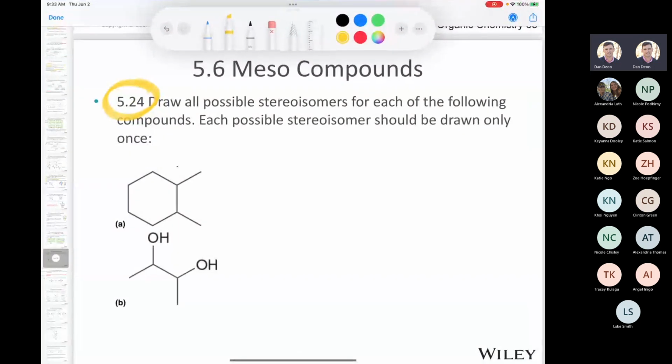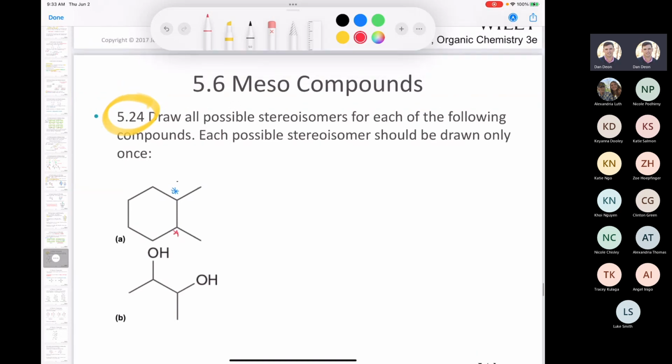All right, we left off at this question 5.24. It says draw all the possible stereoisomers for each of the following compounds. Each possible stereoisomer should be drawn only once. Well, let's see here. We've got a carbon that's attached to 4 different things here, and we've got a carbon that's attached to 4 different things here. So we have 2 possible stereocenters.